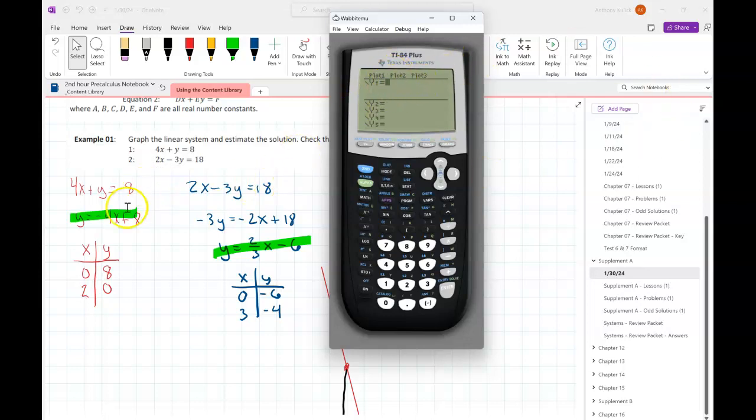So into y1, I'm going to type in this equation in red. Y equals, now the y's already there, so I'm just going to do negative 4x plus 8, right? The calculator already starts y equals. And then equation 2, I'm going to type into the next line. Again, it already starts y equals, so I'm going to do 2/3 x minus 6.